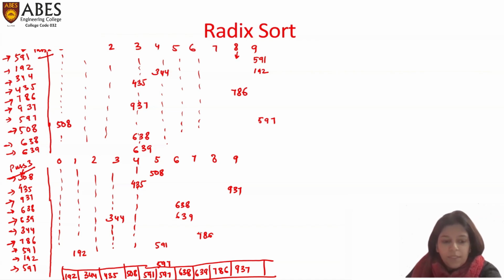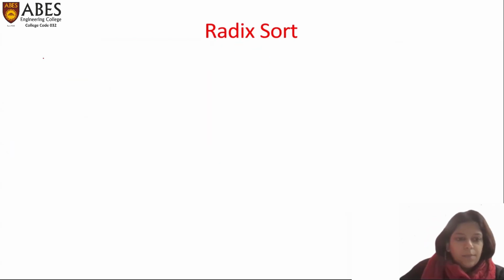Right? So these are the numbers that we have got. We have sorted these numbers successfully with the help of Radix sort. Now, let us just see how the Radix sort algorithm will work. Suppose the name of the algorithm is Radix sort.